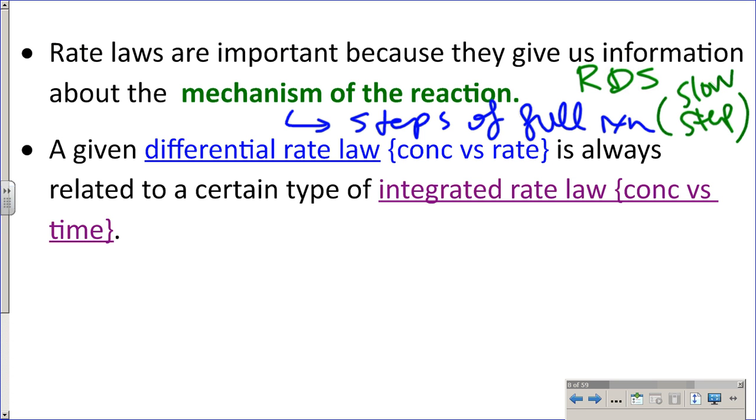And if you're setting rate equals k, concentration of A to the x, concentration of B to the y, and you're equaling it to the rate, well, that has to be describing the rate determining step because you're saying it's the same thing as the rate. So that's truly what we were talking about.